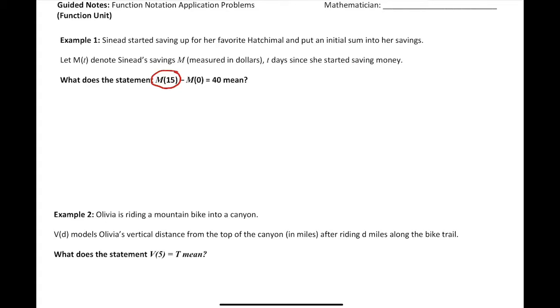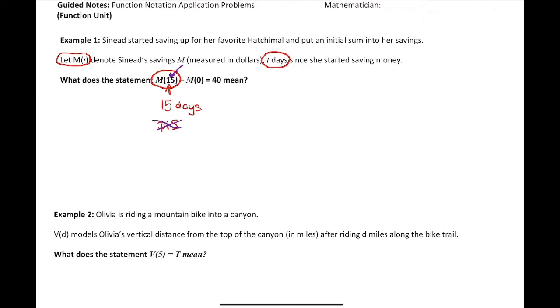What does m of 15 mean? All right, so let's go back to the description of the problem. It says let m of t denote Sinead's savings, and t represents t days. So does 15 represent 15 days? That's sometimes the issue here. Or does it represent $15? What do you guys think? Yeah, it does not represent $15, and not just because it doesn't have a dollar sign. That's not the important part here. The important part is that what goes inside the parentheses is the number of days.